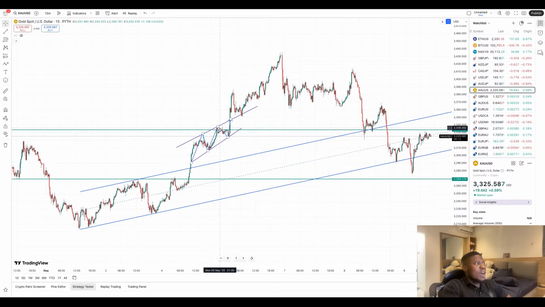Patterns most times have three swings. Most patterns have three swings, aside from double top and double bottom. Those are the patterns that use two swings to form, but every other pattern forms with three swings. So when you're marking your pattern, you should make sure that your pattern forms three swings.